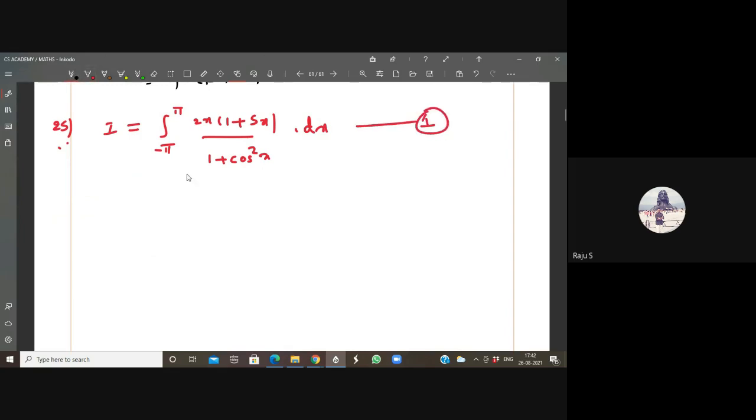So I'm going to do one thing: I want to multiply with the 2x. Shall I write here the integral of 2x by 1 plus cos square x dx? When I multiply 2x to sin x, here it is 2x sin x by 1 plus cos square x.